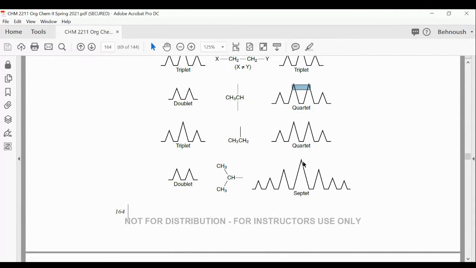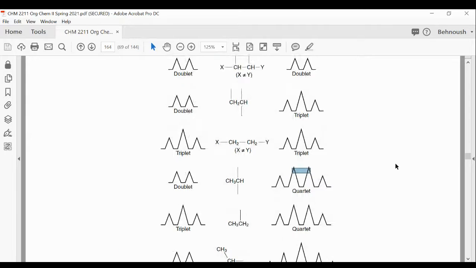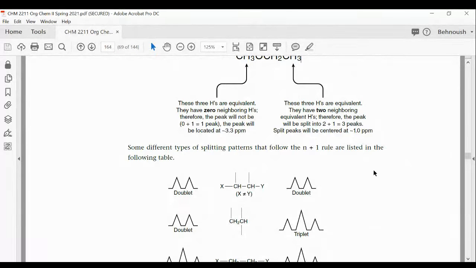Same thing when you have 7. When you have a septet, because it's an odd number, you have 1 that is the maximum height, and then it just goes down on the others. So this is a tree pattern or Christmas tree pattern that is followed. When you are drawing the splitting pattern, it is not going to be all the same height.